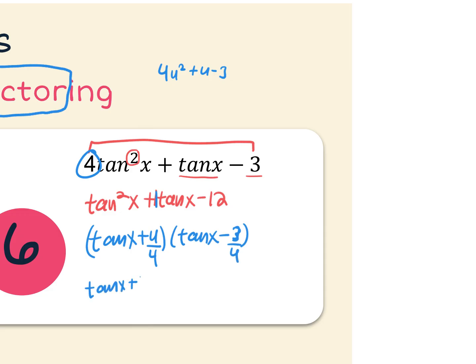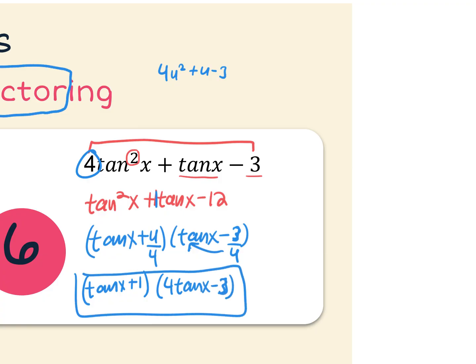So then we get tangent of x plus 1. And then 3 over 4 doesn't simplify. Let's slide that 4 out front. So we get 4 tangent of x minus 3. All right, and then that's as factored as it gets.